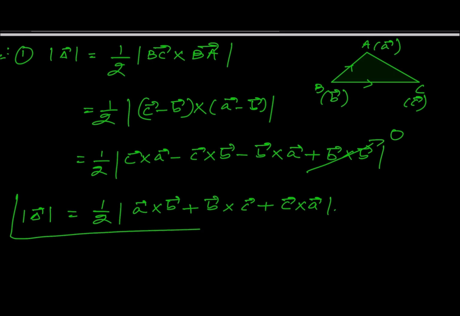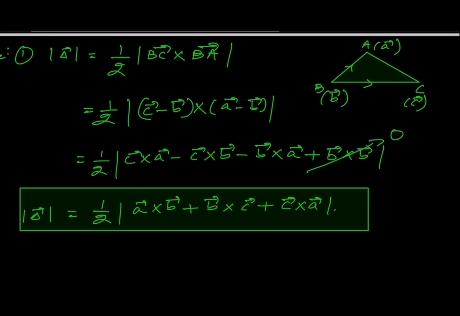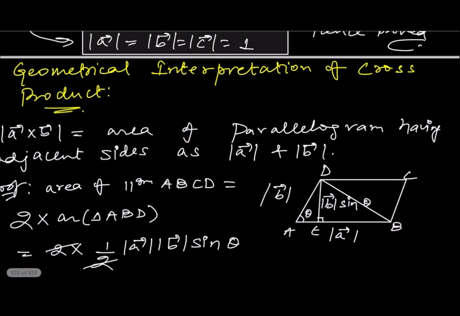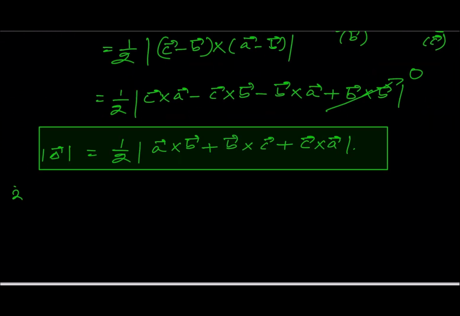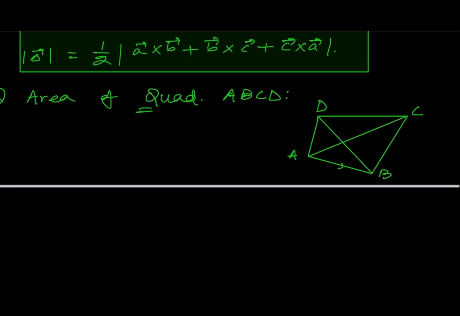So this is the area of triangle when we don't have the sides but we have the position vectors of the vertices. Then we can calculate area by using this. Okay. Second remark is area of quadrilateral ABCD. Suppose we have quadrilateral ABCD where AC and BD are its diagonals. So AB, AC, AD.